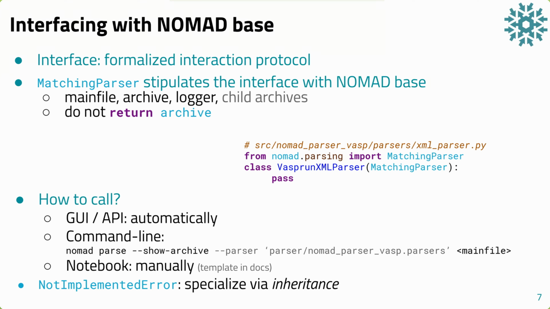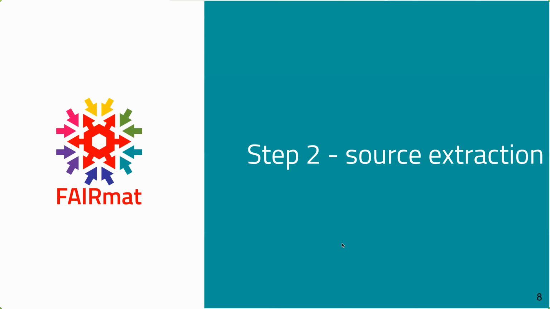Well, the thing is fine. This matching parser provides you an interface, but it understands that nothing really of value is being produced, right? We're not really doing any processing. So what it's telling you is that you should actually implement this parse functionality. That is to say, we're going to specialize it via inheritance.